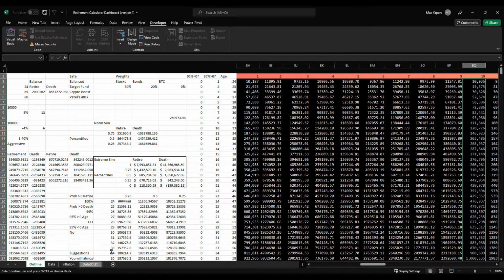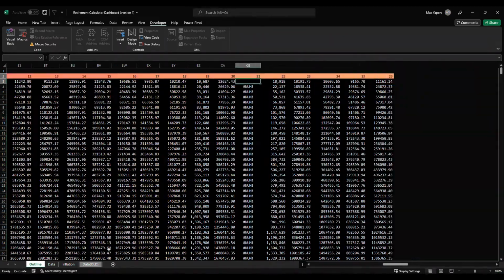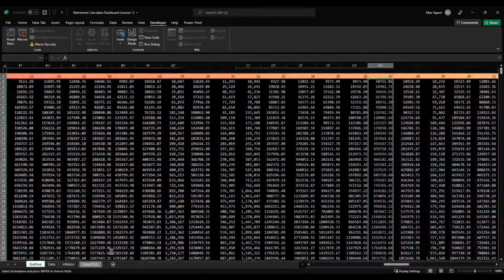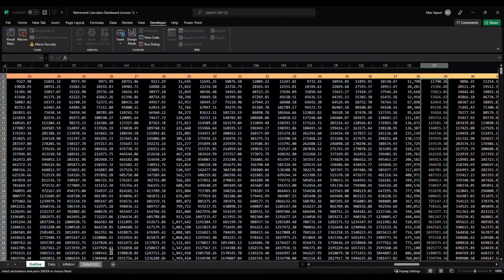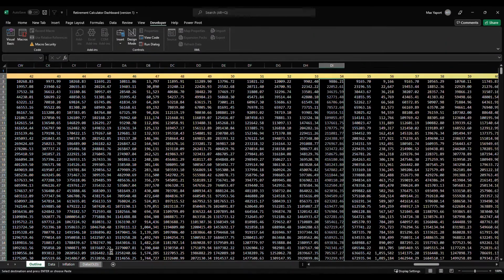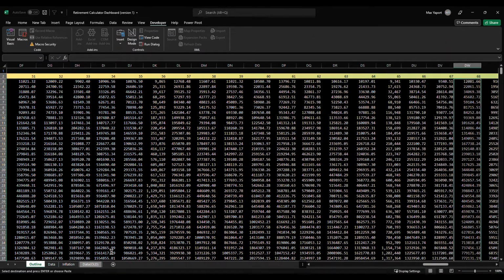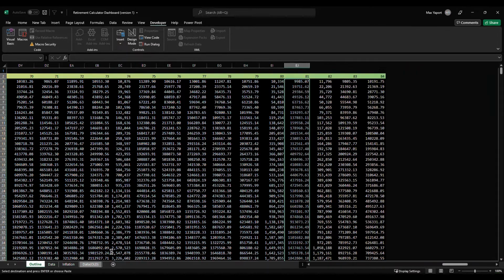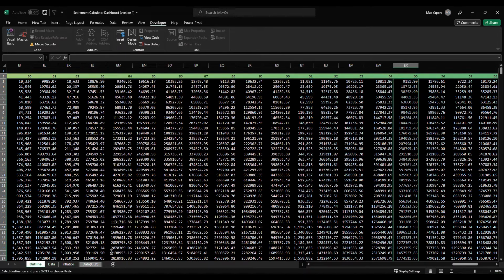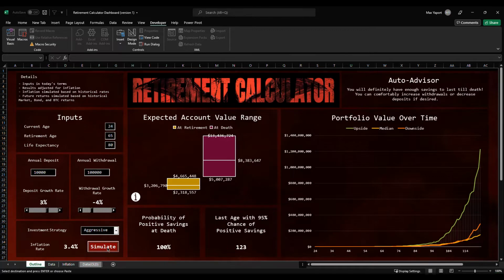While this is simulating, the way it's working is it's actually simulating about 100 random portfolios that are based off historical returns. And after it is done, it will automatically conduct analysis. As you can see, it has also simulated the inflation rate based on historical inflation rates.